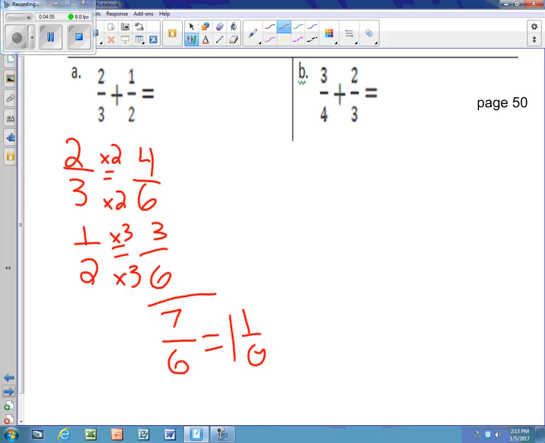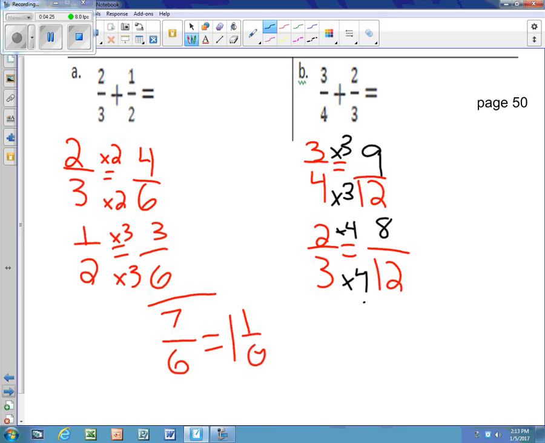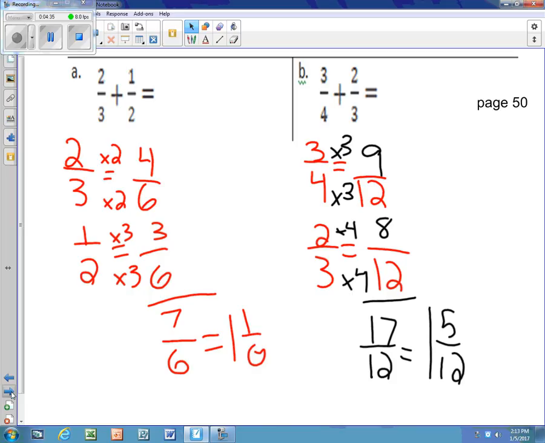Then over here, I have 3/4 and 2/3, and I know from looking at it a lot that the common denominator of 4 and 3 is 12. So I have to ask myself, 4 times 3 is 12, so I know 3 times 3 is 9. 3 times 4 is 12, so 2 times 4 is 8. And I end up with 17/12, which is the same thing as 1 5/12. And that's how I add fractions, and then I convert them from an improper fraction where the numerator is bigger than the denominator to a mixed number.